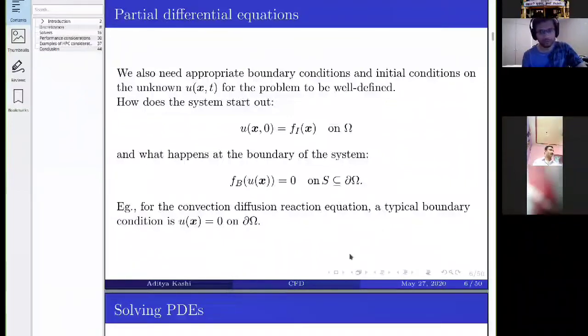So we would need boundary conditions as well. So for example, for the convection diffusion reaction equation, a typical boundary condition is, we just say that the concentration of the species, say, is 0 at the boundaries. So that could be a simple boundary condition. And these initial and boundary conditions are needed for a well-posed problem that we can solve.